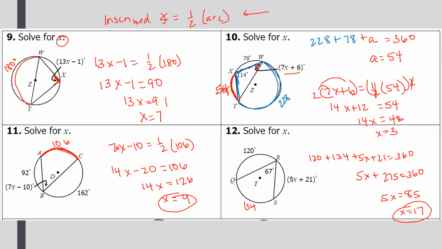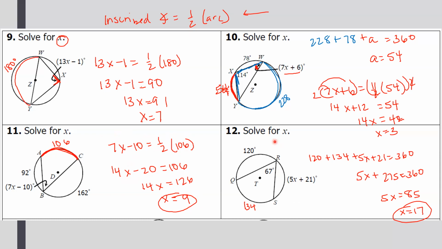So when I multiplied the left side here by 2, I got 14x minus 20, and multiplying the right side by 2 canceled out my 1/2, leaving me with 106. Added 20 to both sides to get 126, 14x equals 126, and divide both sides by 14.